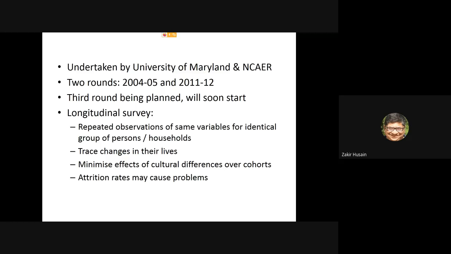It is a longitudinal survey. That means they are going to the same group of persons and surveying them again after 6 or 7 years. So you can trace the changes in their lives. Right? But what is the problem? You can have attrition. Some people may leave the area, they migrate, and so you cannot locate where they are.